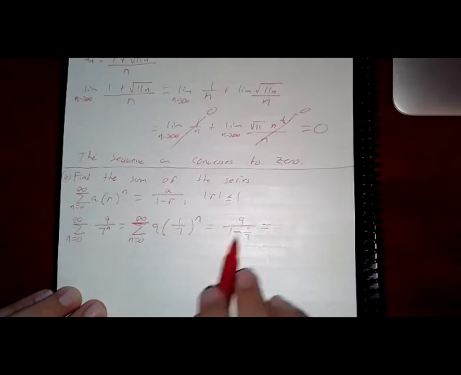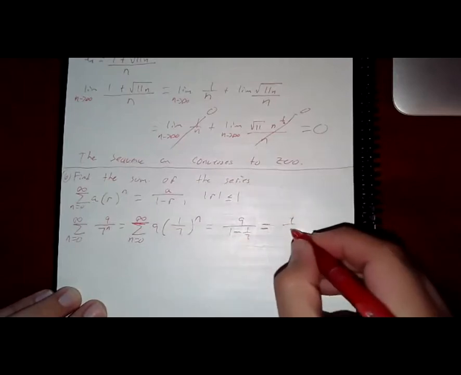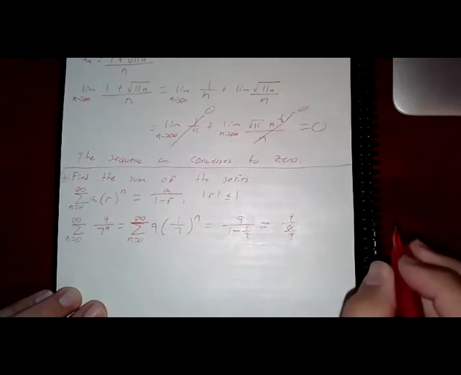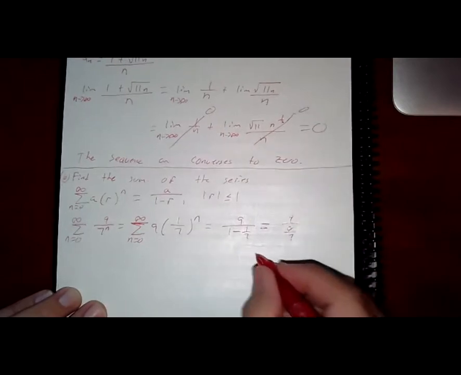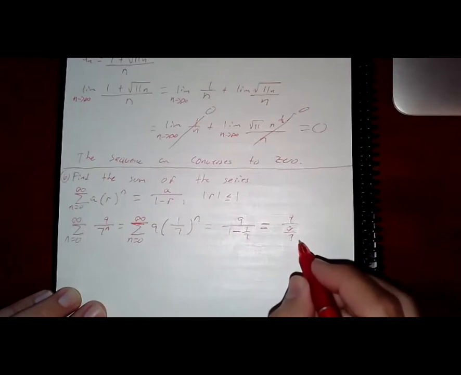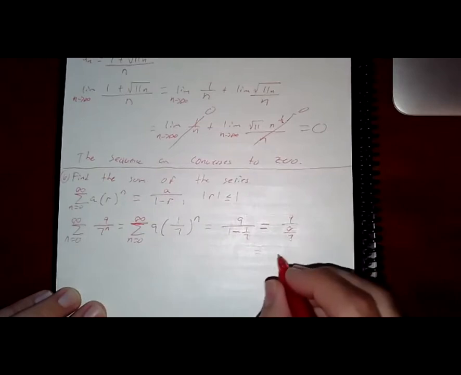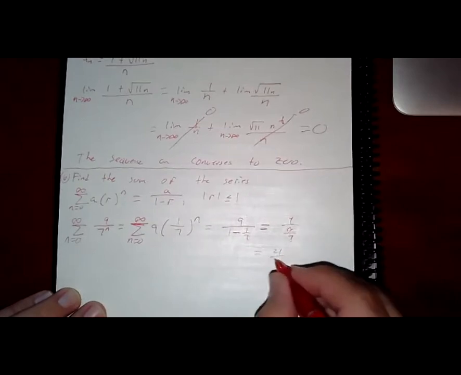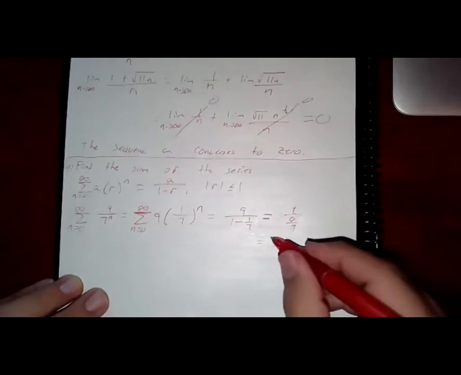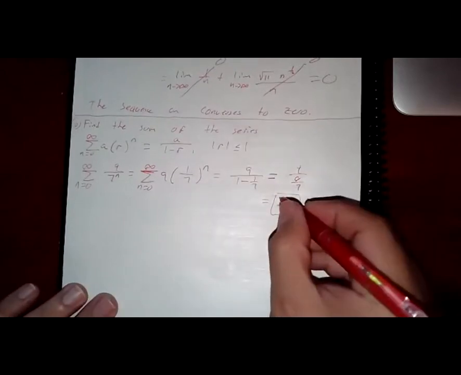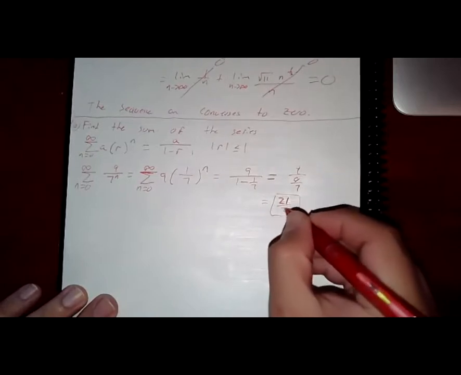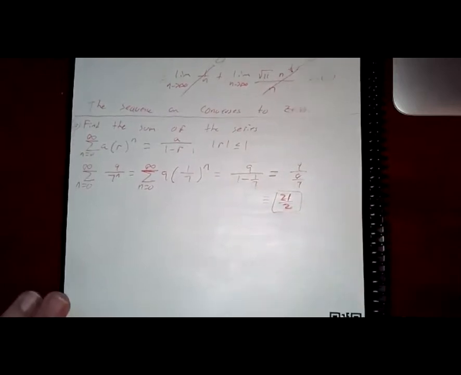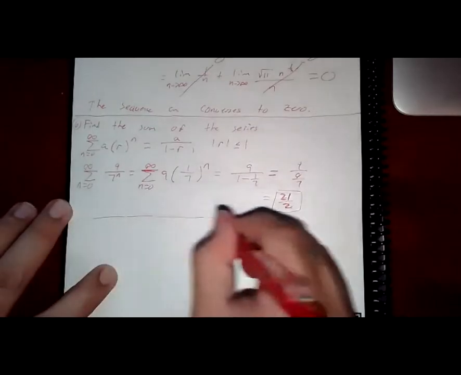So 7 minus 1, that'd be 9 over 6 sevenths, right? Yes. Which would be what? 9 times 7 is 21 over 2. Okay. So letter C is the option. Any questions on 6?